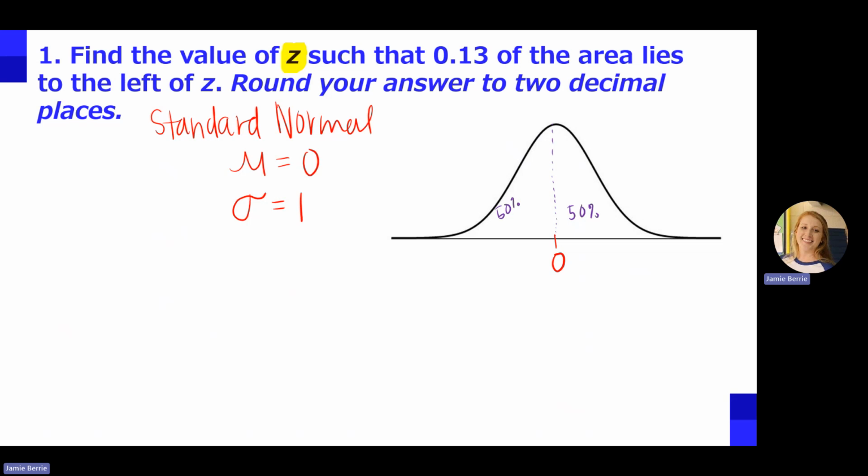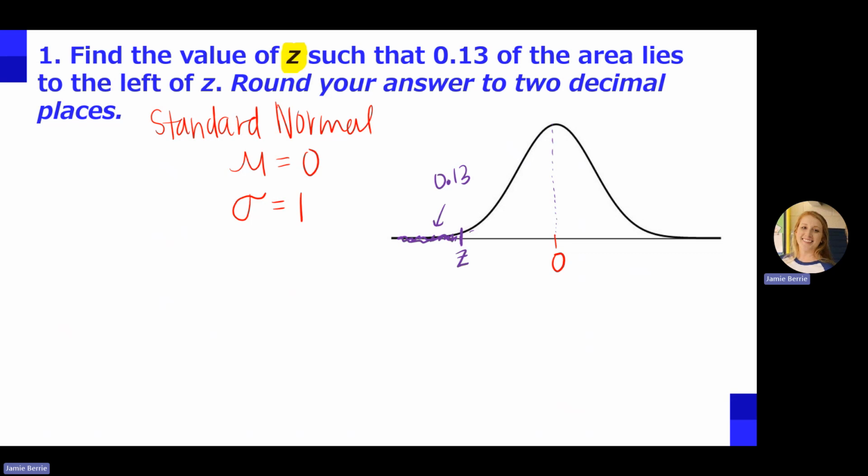If 0.13 of the area lies to the left of z, let's see, if this is 50%, maybe this is about halfway. That would be 25% in each one of these parts. And then even further over to get to 0.13. So we'll shade in this little tail and say, okay, we're saying that's 0.13. And it lies to the left of z, so we're going to say that that's z. Let me just erase all this other stuff.